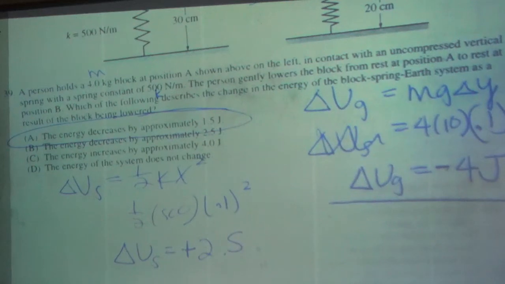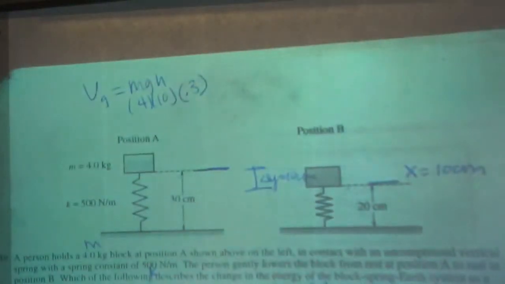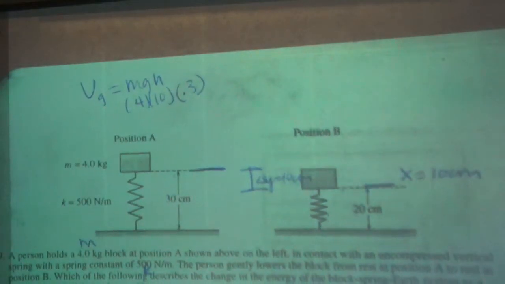The other way you could have thought about this is, okay, how much energy do we have at each position? If you just start with right here, my potential energy is mgh. That's 4 times 10 times a height of 0.3 meters. So that would be 12 joules right now. So this one has gravitational potential energy of 12 joules.